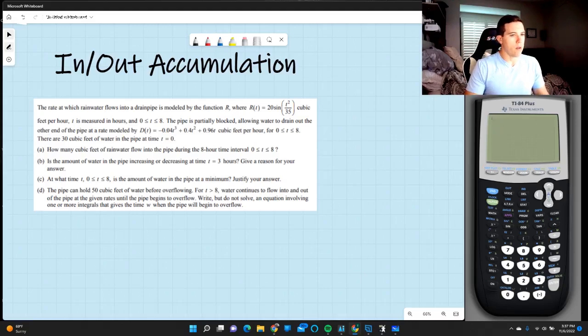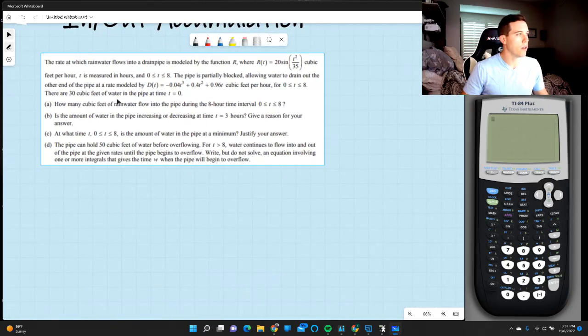All right, hello everyone. We are quickly going to review accumulation with an equation, and in fact we have two equations because this is in and out accumulation, where we have a rate in and a rate out. So both are happening at the same time, which means we're going to have to work with two equations at the same time. So here is a typical, very good first FRQ to remind ourselves how this works.